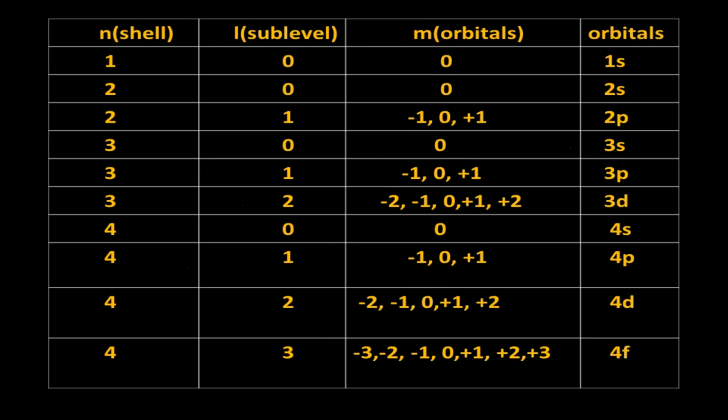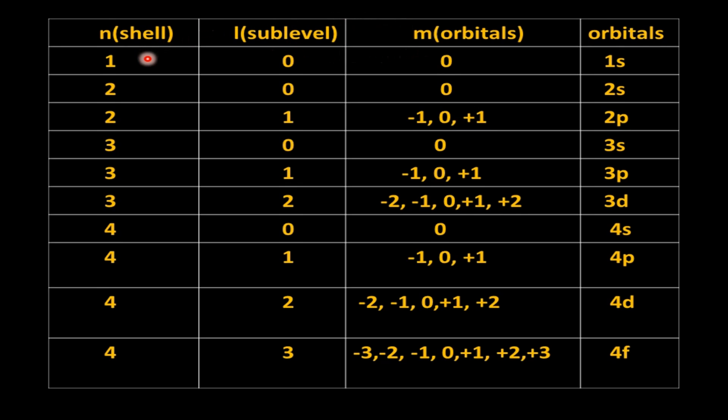This is the summary of the quantum numbers and relationships. Let's go through this. n is the principal quantum number, which is the shell. l is the azimuthal quantum number, which is the subshell. m is the magnetic quantum number, showing the orbitals.